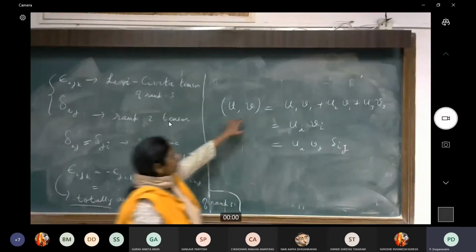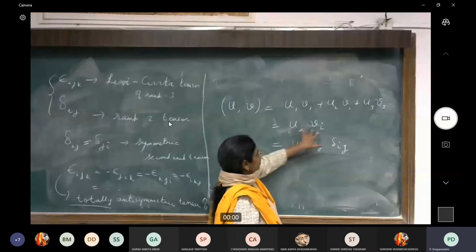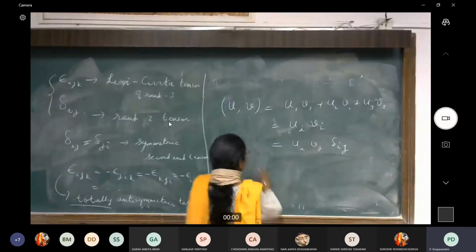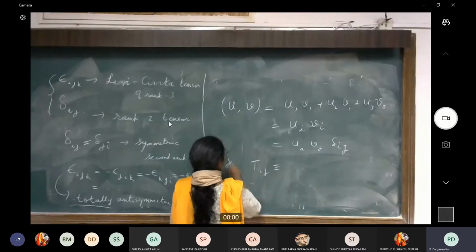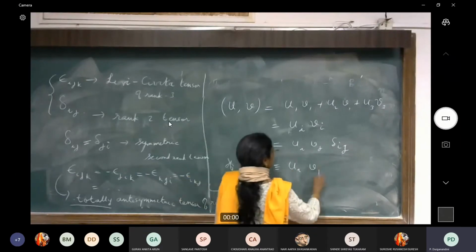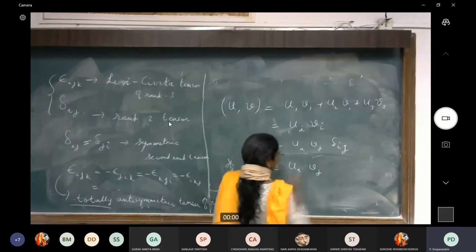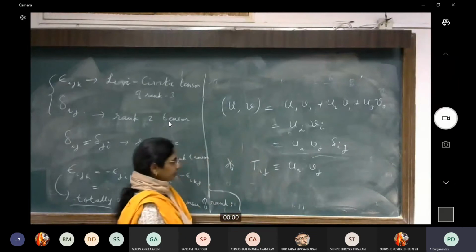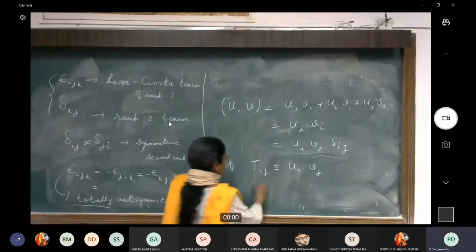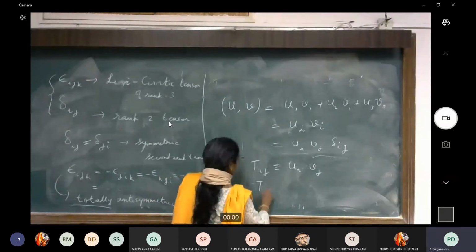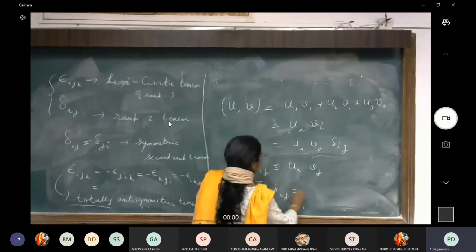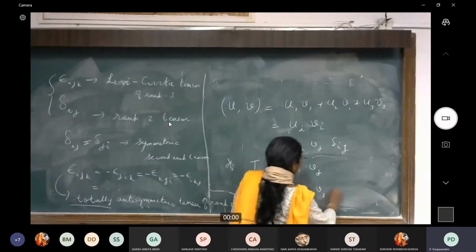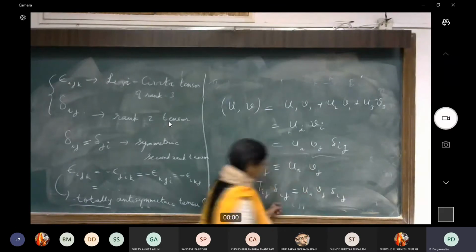See, what we have done here is basically contract the product of two. In this, you can think of it as defining T_ij equal to U_i V_j. Then this object, U_i V_j delta_ij, so if I take T_ij delta_ij, this is equal to U_i V_j delta_ij by definition.